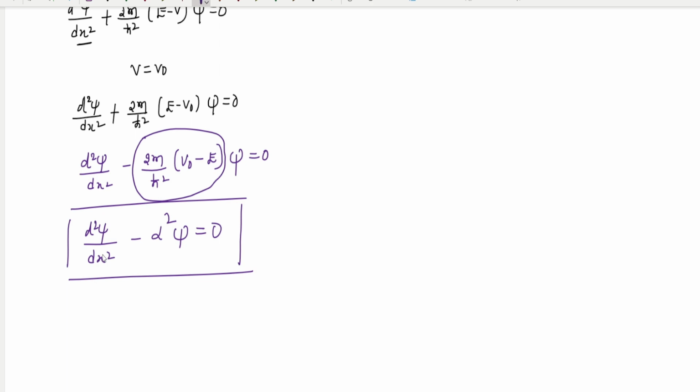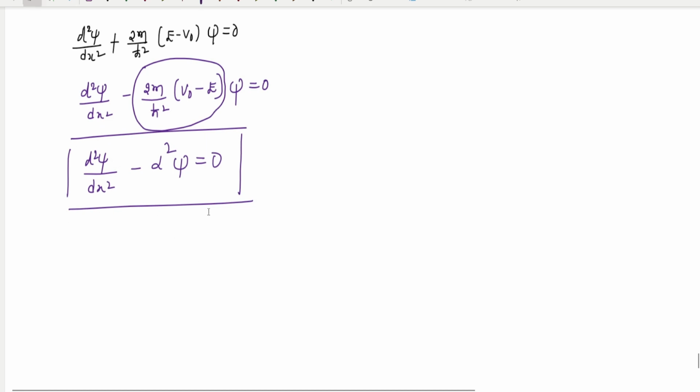The solution of this equation is sinusoidal in region 1 and region 2. Hence the probability density is distributed over all this space. The particle is not bounded in this case. Okay, this is a very important case. Here I'm not writing any solution, because if I write the solution here, maybe you can get confused.